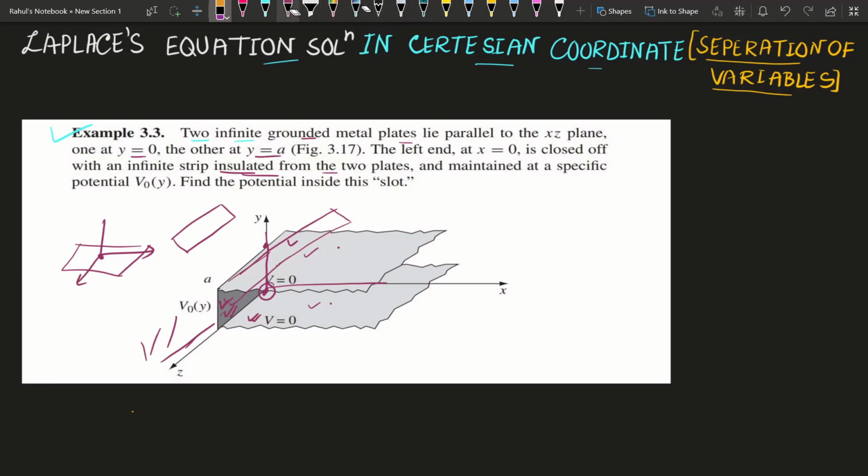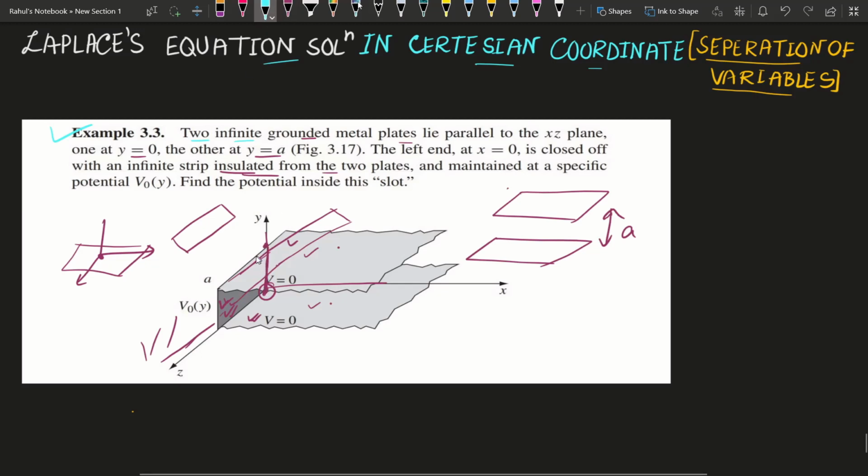Now what is asked? Find the potential inside this slot. This is one plate, this is the other plate, and there is a gap. The distance between these two plates is a. We have to find the expression of V inside this region. How can we solve this?